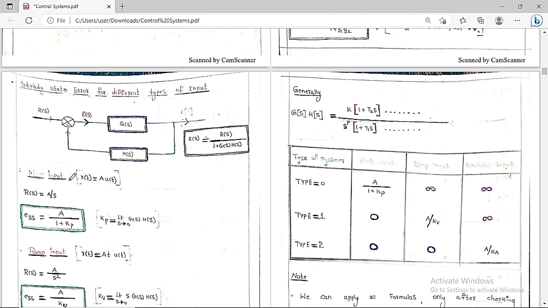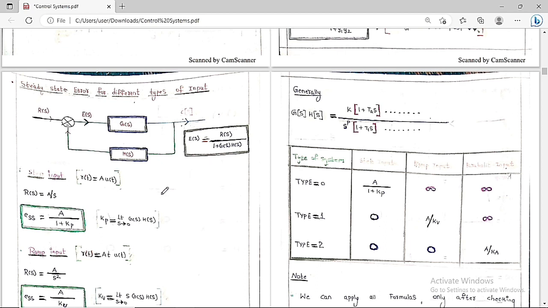Then the first one is the step input. The step input means R of t is equal to A into U of t. Then what is R of s? R of s is equal to A by s. So the Laplace transform of the input is R of s equal to A by s. If you substitute A by s in the place of R of s, then you know the steady state error formula.